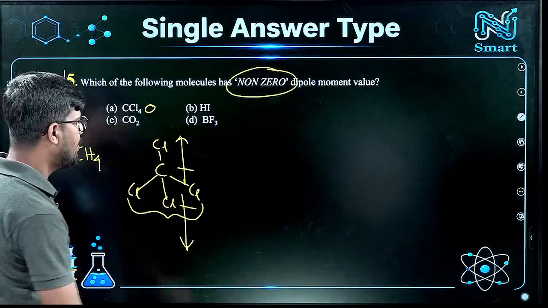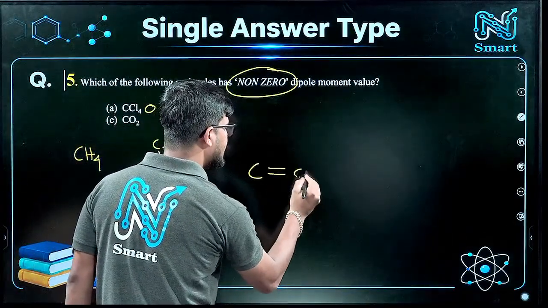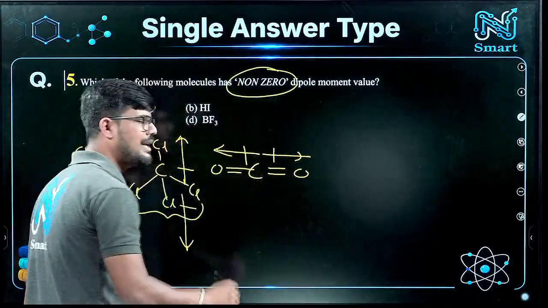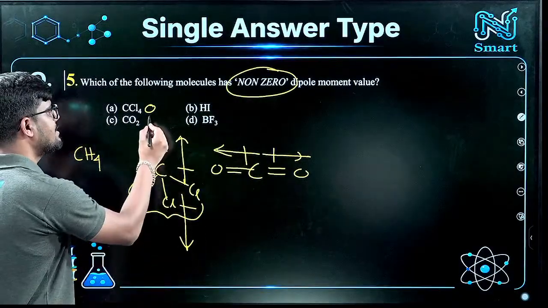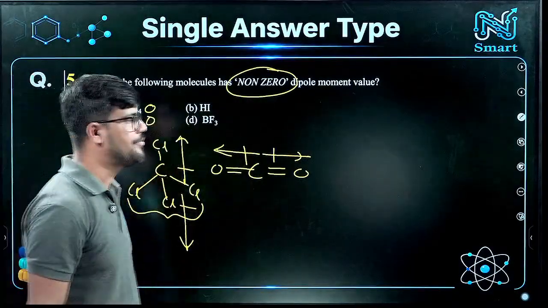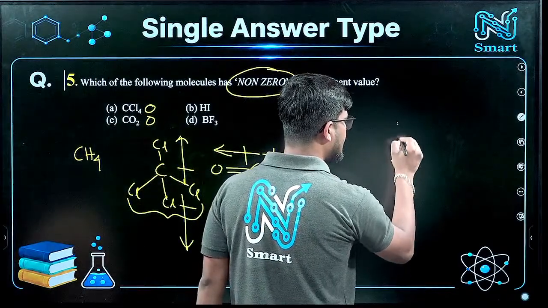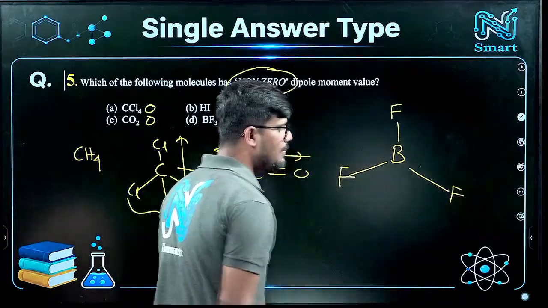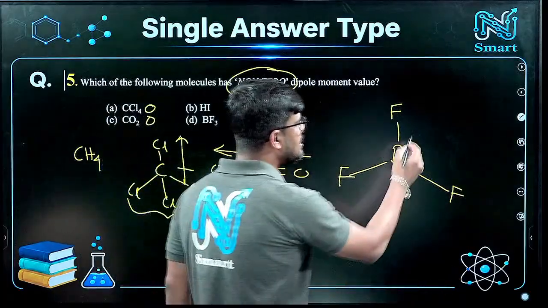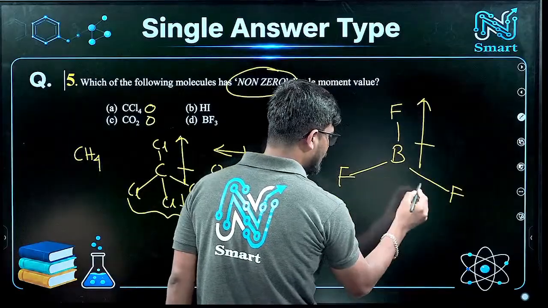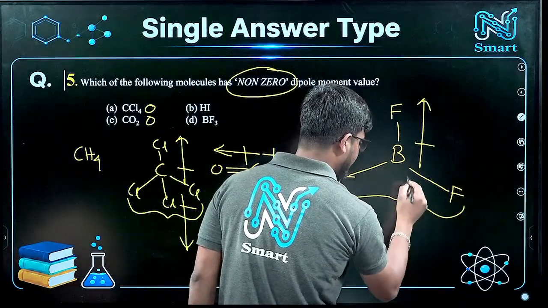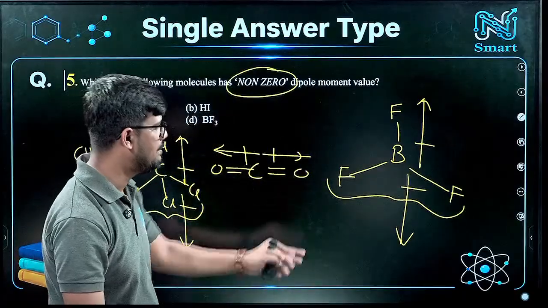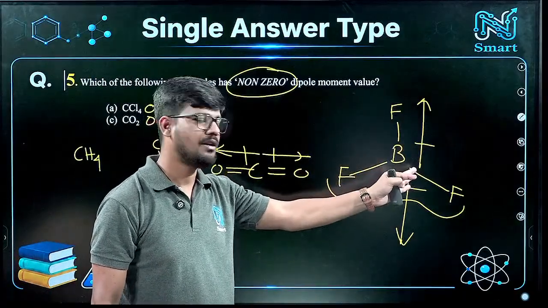Now CO2, if you consider CO2, it is linear, right? So the right side and left side will cancel each other. Again in this case, you will get zero. If you consider BF3, what is the geometry in this case? Trigonal planar. If you consider these bond dipoles, the net dipole moment, they will cancel each other. Perfect trigonal planar means zero.